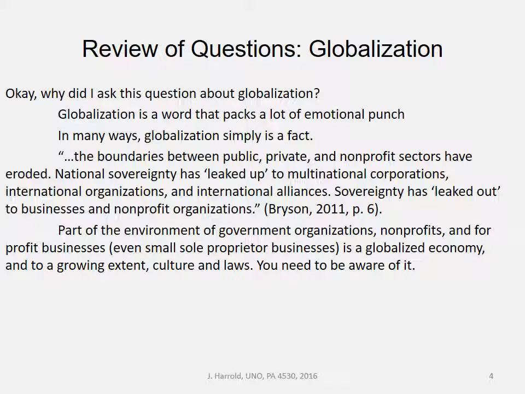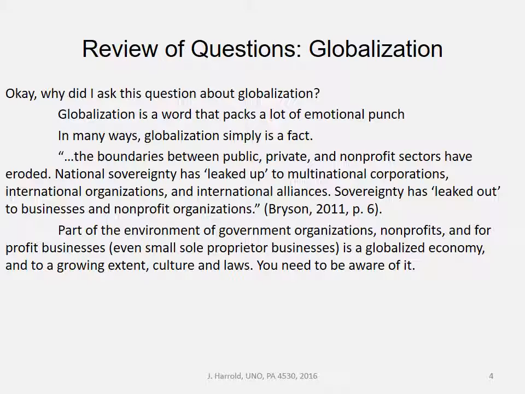He says in chapter 1 that the boundaries between public, private, and nonprofit have eroded. National sovereignty has leaked up to multinational corporations, international organizations, and international alliances. Sovereignty has leaked out to businesses and nonprofit organizations. Okay, so what does he mean by that?